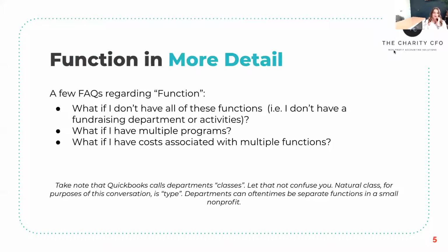So a little bit more function in detail. I think a big source of the confusion are some of these questions that I just jotted down. What if I don't have all of these functions? Some organizations have just never thought of themselves as three different functions. Maybe they have one program, and anybody that works in the nonprofit space could argue none of the supporting services would exist if it were not for the program. So we're all just one organization. That's absolutely true. However, the IRS and your funders view it differently. And we'll talk a little bit more about that later.